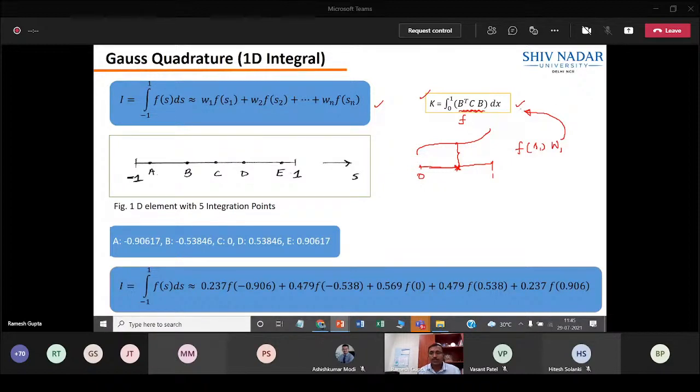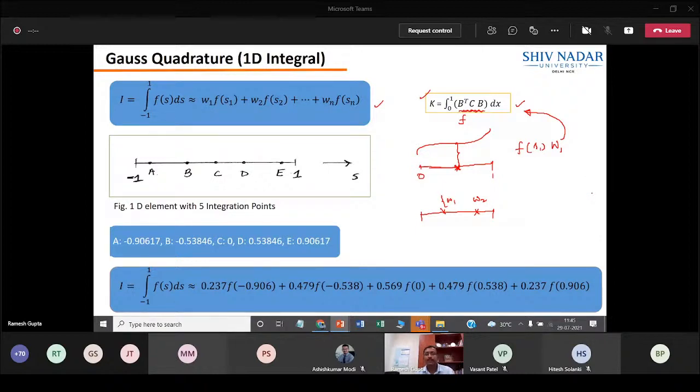So you may consider only 1 point like this. You may also look at, let's say my domain is this and I am evaluating 2 points. And I know the weights, let's say W1 here, W2 here, and I can interpolate and find out f of S1 into W1 plus f of S2 into W2. So this is where you will evaluate the function or the stiffness matrix very precisely in our finite element context.